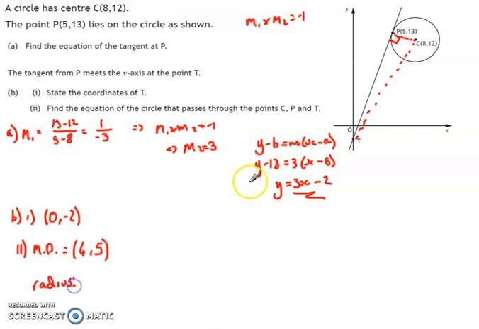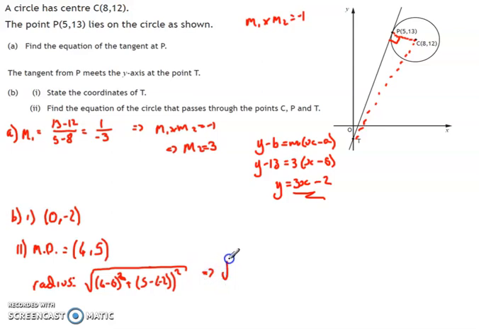Now the radius is the length from either T to the centre, the midpoint to C, or the length of T to C, then halved. So what I'm going to do is the length from T to the centre. So the radius is going to be given by the square root of 4 minus 0 squared plus 5 take away -2 squared. So the difference in each of those.